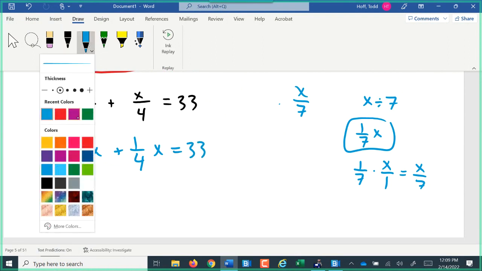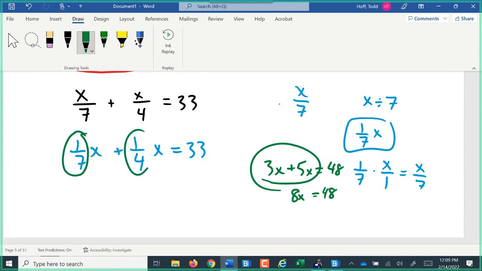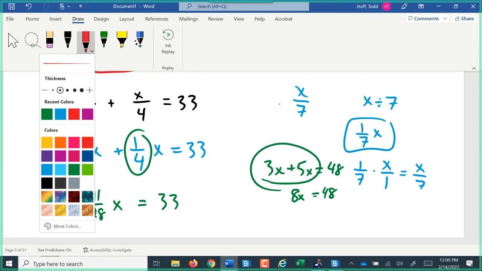Now this is very similar to having like 3x plus 5x equals 48. We could add the 3x and 5x to get 8x equals 48. Over here we do the same thing. We can add the 1/7 x and the 1/4 x. Well, 1/7 plus 1/4 is 11/28. I'll let you guys do the math on your own to confirm that that adds up. So 11/28 x is our 1/7 x plus 1/4 x equals 33. And now we will solve.